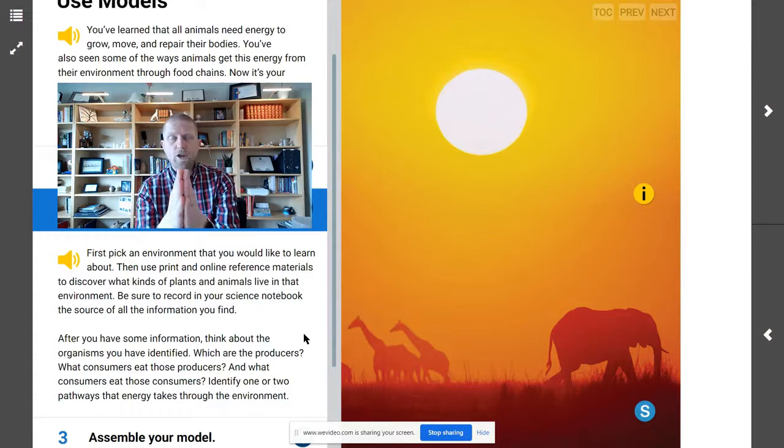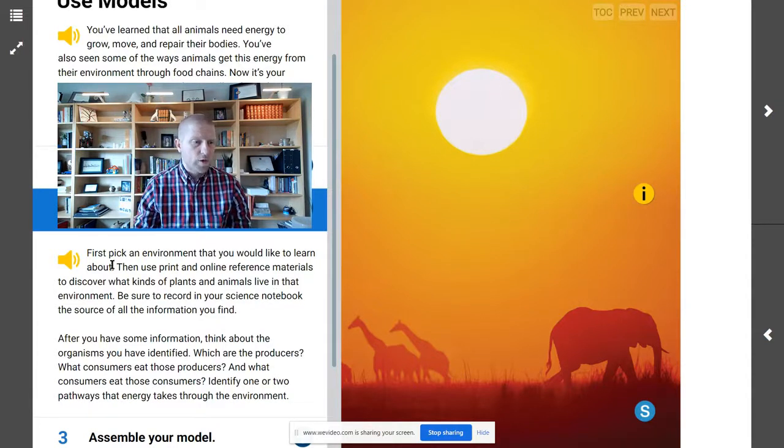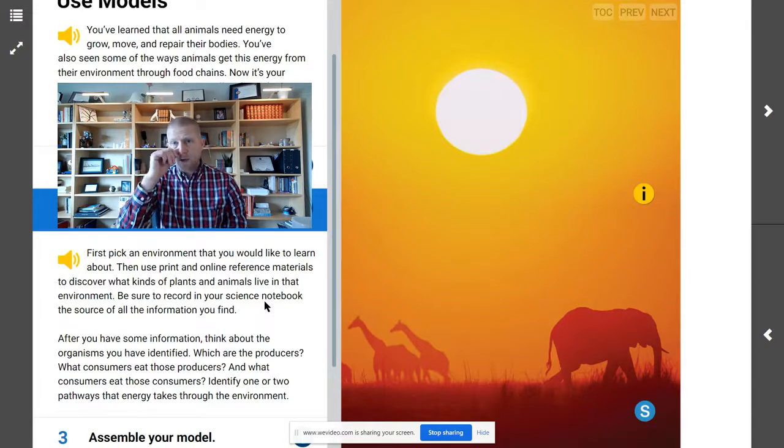You have to pick your own environment, your own habitat, in order to move forward in this process. So, the first thing you do is pick an environment that you would like to learn about. Then you're going to use print and online reference materials to discover what kinds of plants and animals live in that environment. Be sure to record the source of the information. I know that many of us are going to use PebbleGo or PebbleGo Next. You would say that PebbleGo Next is the source of your information, so we know where you're getting your information from.